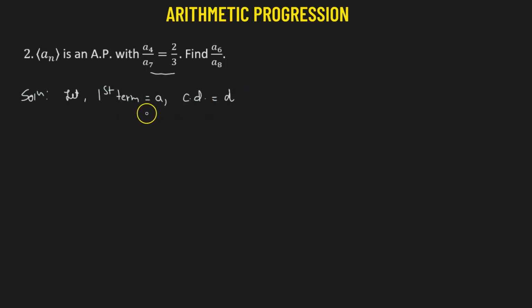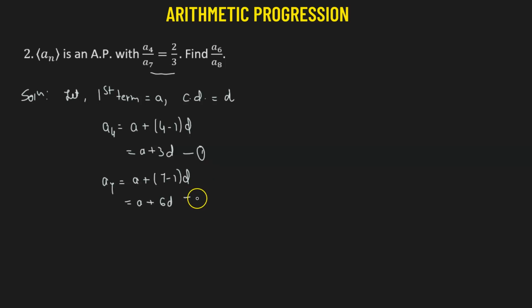Now that we have these two, the first term and the common difference, a4, which is the 4th term, can be represented as a plus 4 minus 1 times d, or simply equals a plus 3d. And the 7th term will be represented by a plus 7 minus 1 times d, which equals a plus 6d. Now, let's call these equation 1 and equation number 2. We're going to divide equation number 1 by equation number 2, which is going to give us a4 divided by a7, equals a plus 3d divided by a plus 6d.